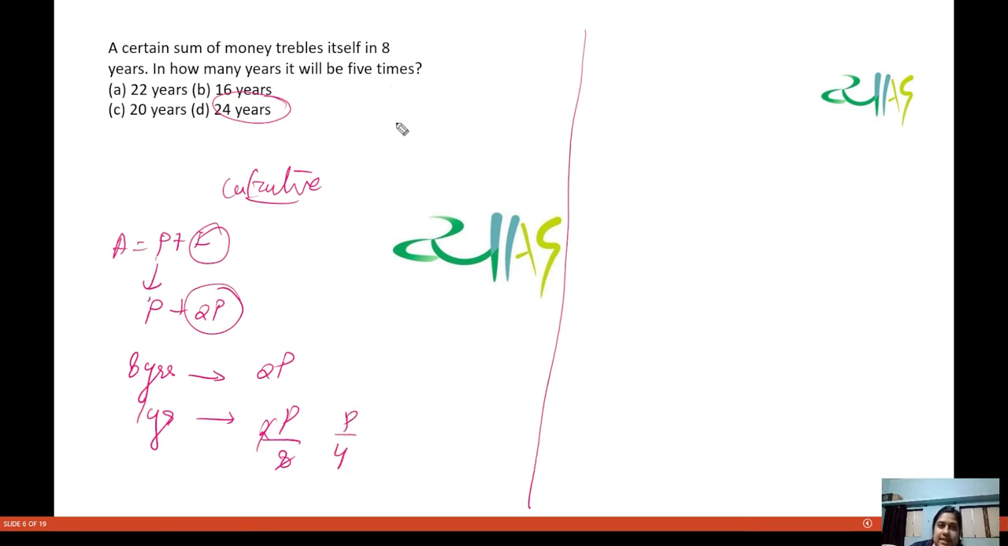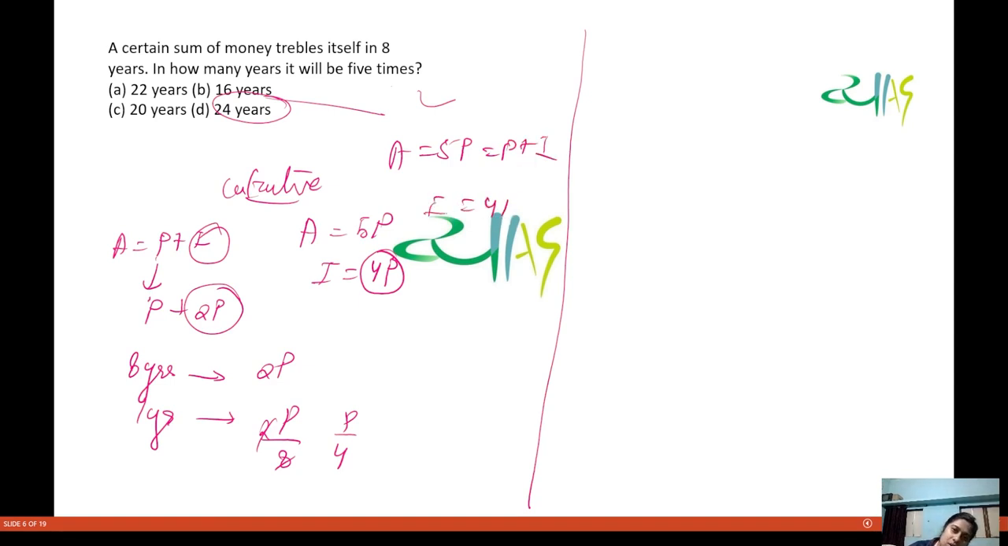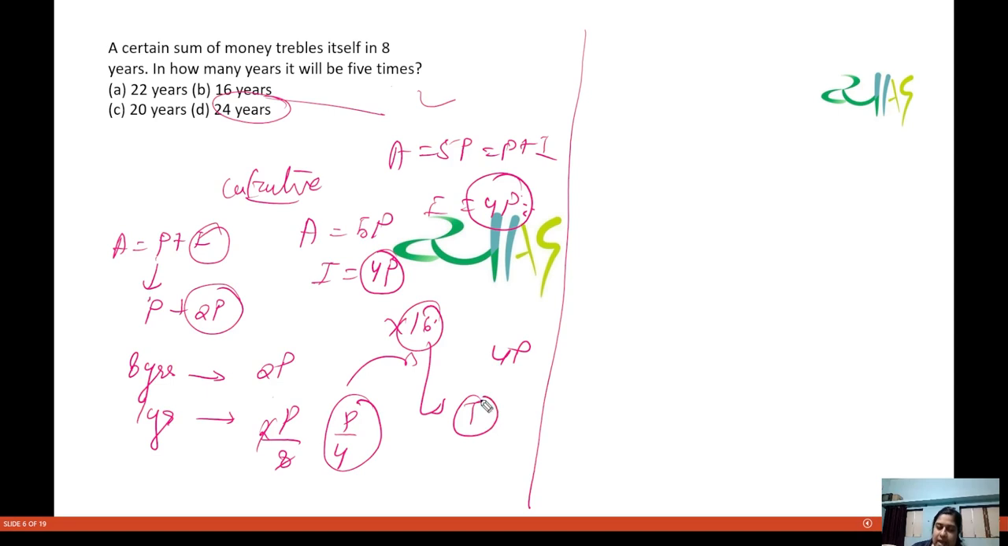Now see, it is saying in how many years it will become 5 times. So amount has to become 5P. That means I has to become 4P. Okay, because amount is equal to 5P, and this is equal to P plus I. So I is equal to 4P. Now to become 4P, I will multiply it how many times? 16 times. So that is time, because each year you will receive some interest, and that will make this 4P. So see, this is very simple for us.